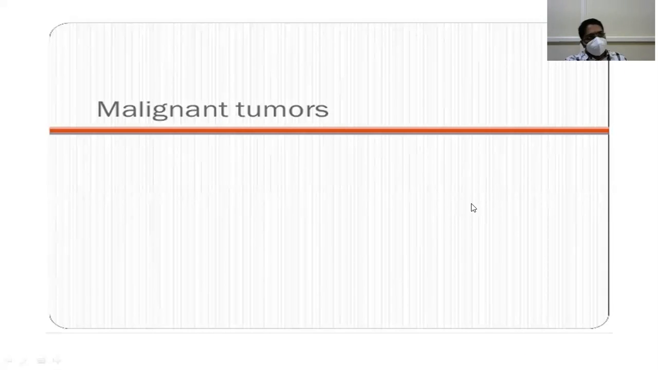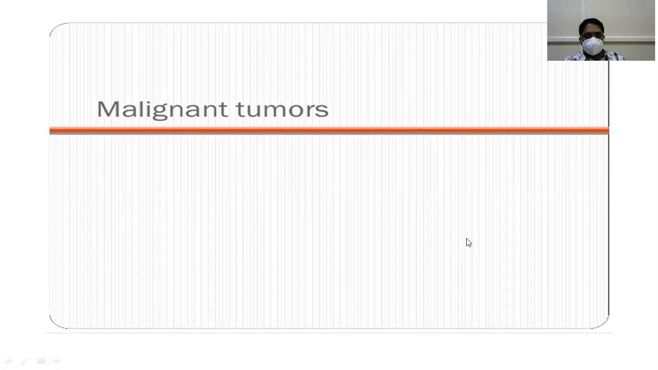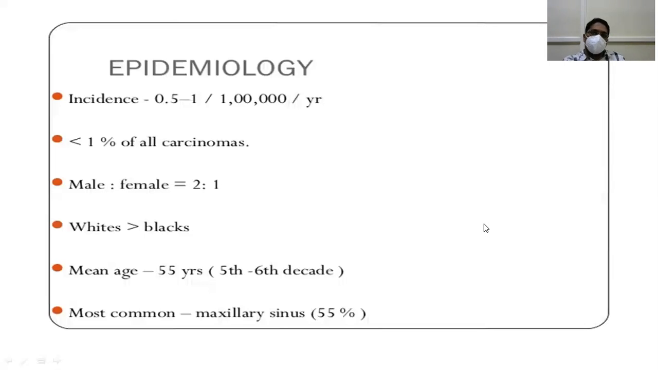That's regarding the most common benign tumors of the nose. Coming to the malignant tumors. In malignant tumors, the incidence is 0.5 to 1 per 1 lakh patients. It is less than 1% of all carcinomas. Male to female ratio is 2:1, and most common in whites. Most common age is above 55 years.